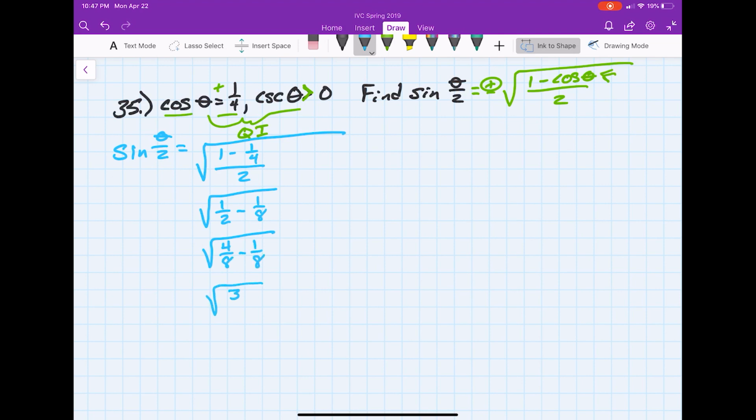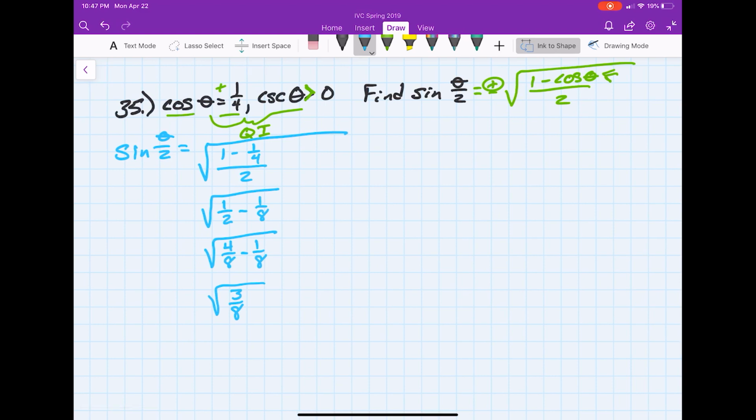Which is 3 over 8, the square root of 3 over 8, which can be separated out to be the square root of 3 over the square root of 8, which from the last two problems, we know what that ends up being. Square root of 3 over 2 square root of 2. So we rationalize the denominator. We get square root of 3 times square root of 2, which is square root of 6, over 4. And there we have it, the last one.